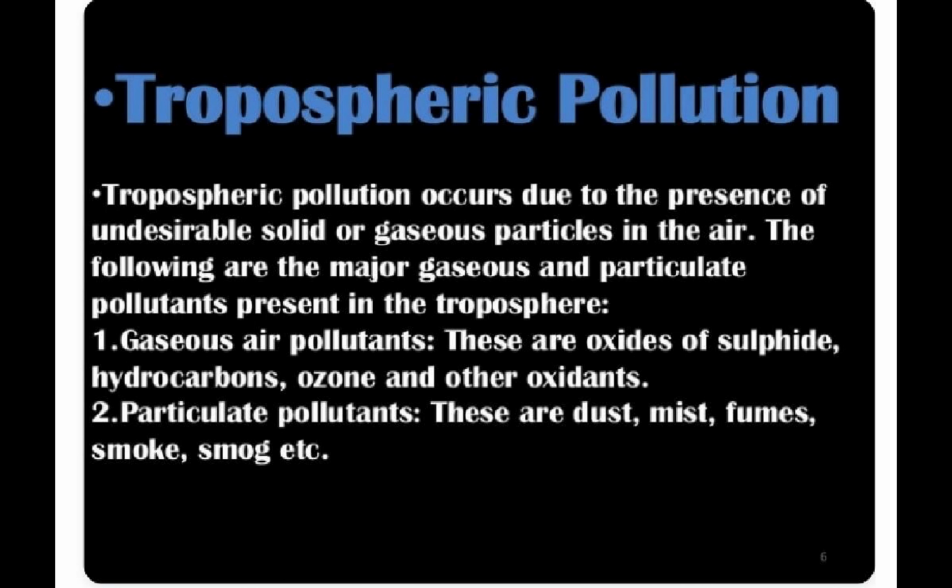Now what is tropospheric pollution? Tropospheric pollution actually occurs due to the presence of, again it is the same thing, undesirable solid or gaseous particles in the air. So the major gaseous and particulate pollutants present in the troposphere are: one, gaseous air pollutants, which are the oxides of sulfur, hydrocarbons, ozone and other oxidants. Second, particulate pollutants, which are dust, mist, fumes, smoke, etc.